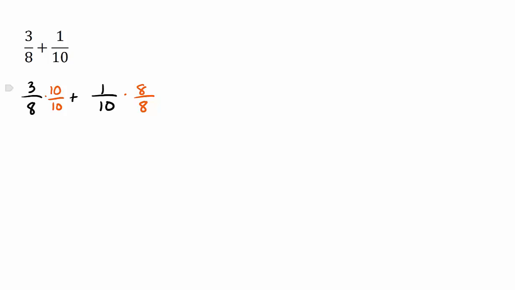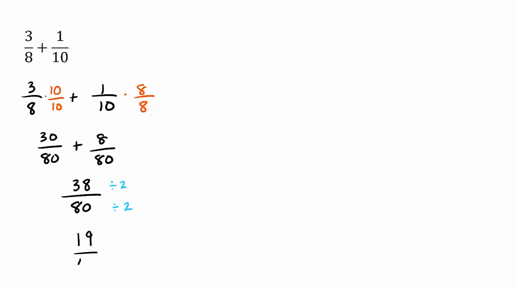So doing this out, 3 times 10 will be the 30 over 80 plus, and then this will be 8 over 80. They're now over the same denominator, so I can add the numerators. 30 plus 8 is 38. But I'm always looking to simplify, and I can see that 38 is divisible by 2, and 80 is divisible by 2. And so if I do that, I will get 19 over 40, which is now in lowest terms. There is no number that will divide 19 and 40.